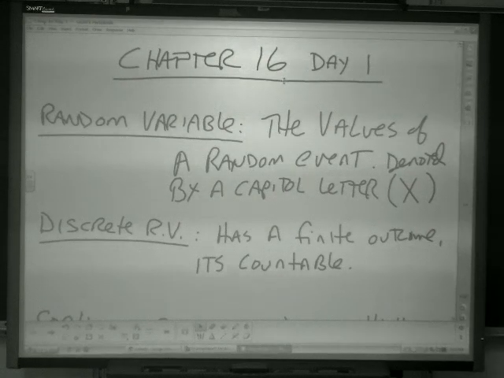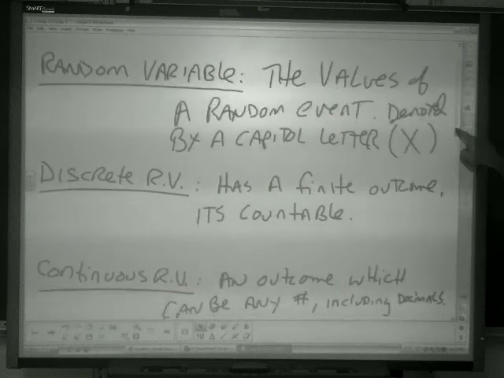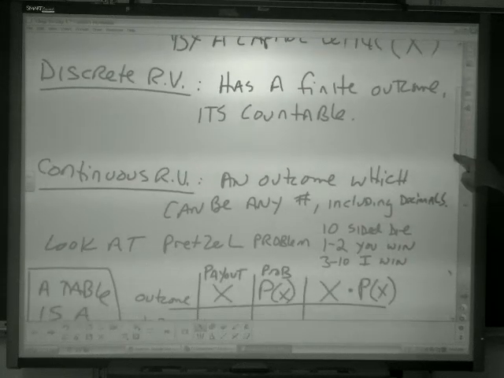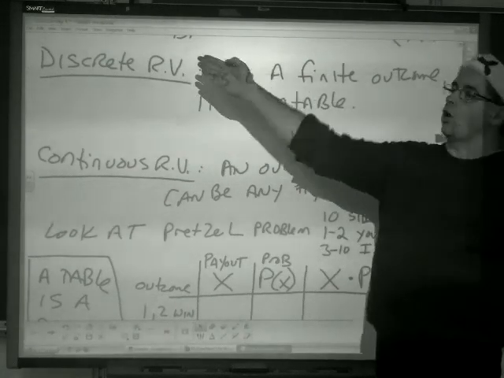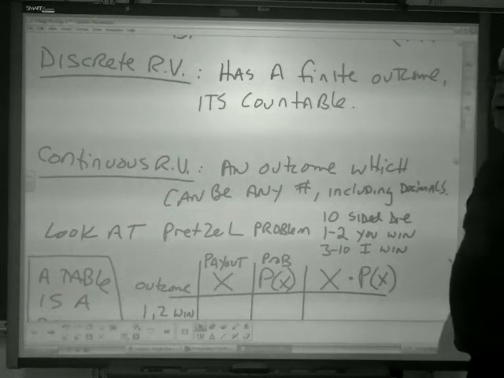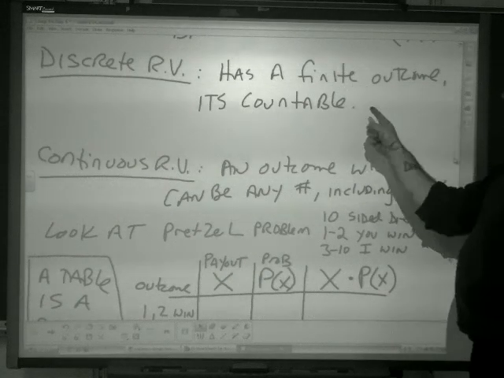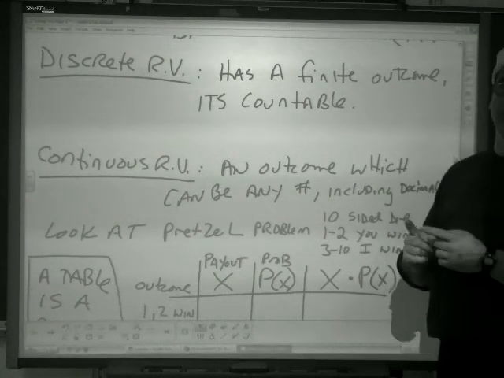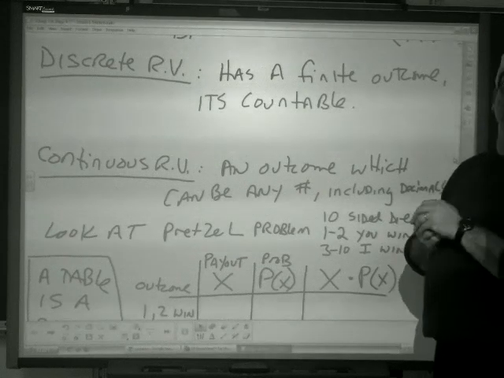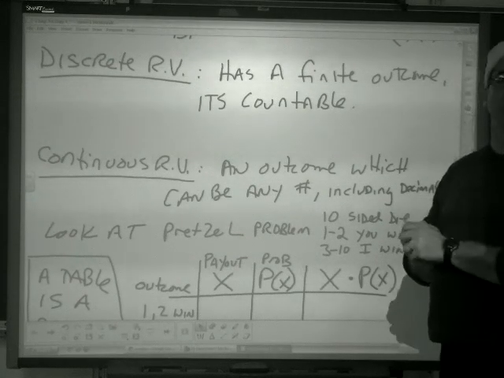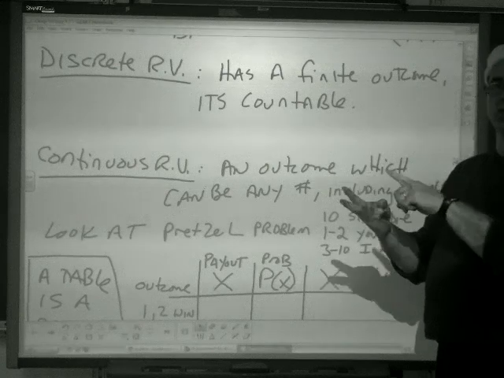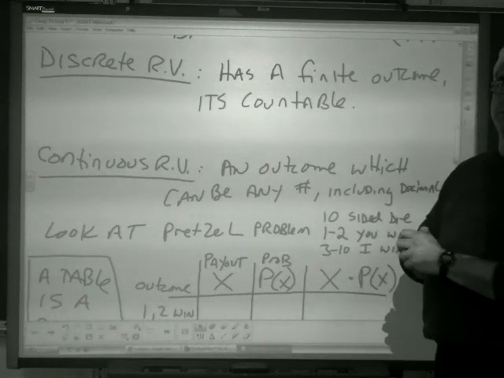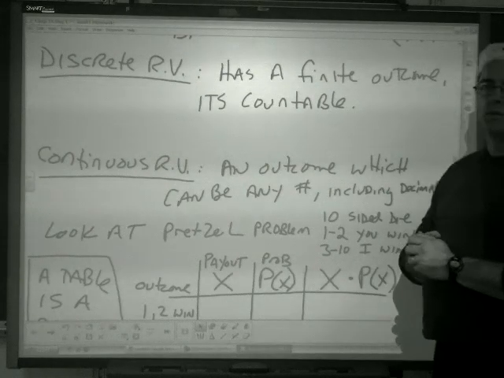We have a couple types. The first type of random variable we're going to talk about is what we call a discrete random variable. It has a finite outcome and is countable. So a discrete random variable would be counting maybe how many people are in your family. 1, 2, 3, 4. Those are discrete numbers.